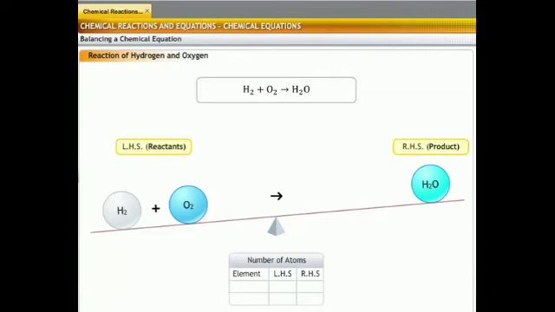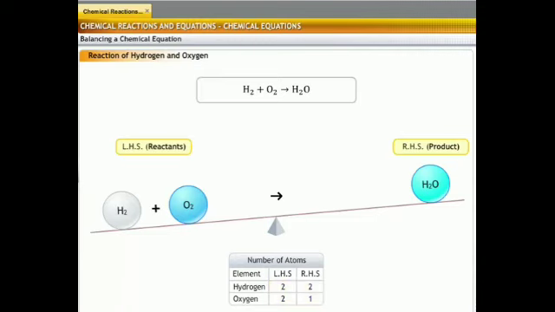So how to balance? Hydrogen atoms are already balanced, but oxygen is not balanced. So we can put 2 in front of H2O. In this case, the number of oxygen atoms on the right hand side will be 2, and the oxygen atoms on the left side are already 2, and on the right side also 2. It means the reaction will be balanced.